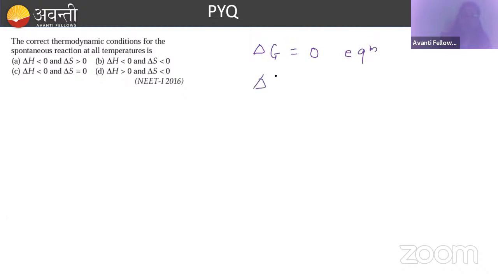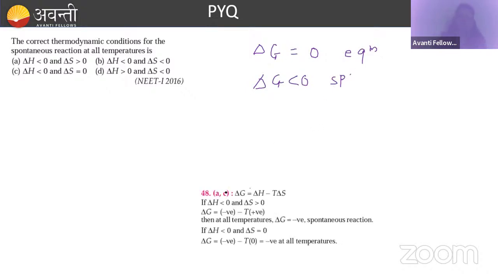What we want here is that delta G should be less than 0, then and only then will the reaction be spontaneous. So in order to have spontaneity, we have just talked here right now that delta H should be less than 0 and delta S should be greater than 0. Then only the Gibbs-Helmholtz equation will hold true for delta G negative and the reaction will be spontaneous. So what will be the correct option here? A and C are the correct options here.